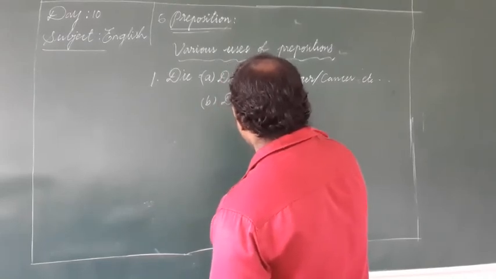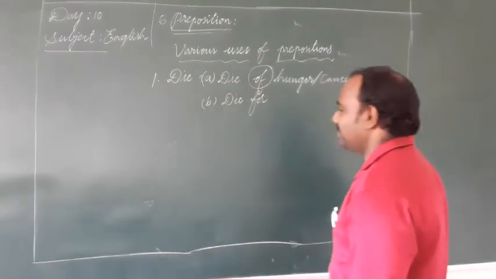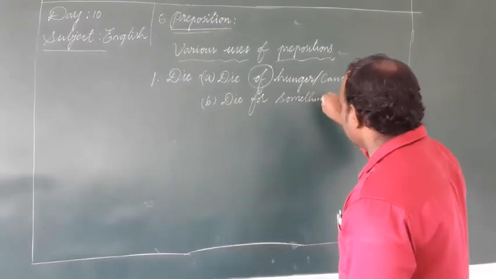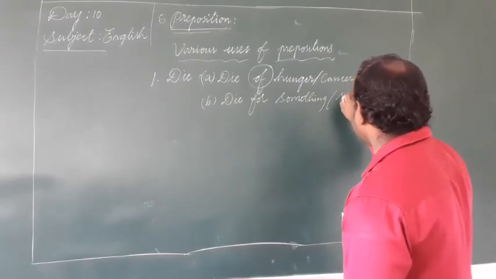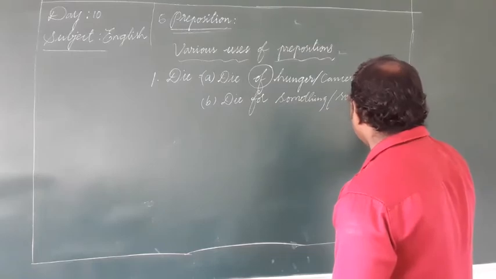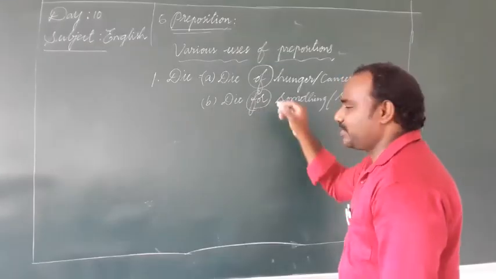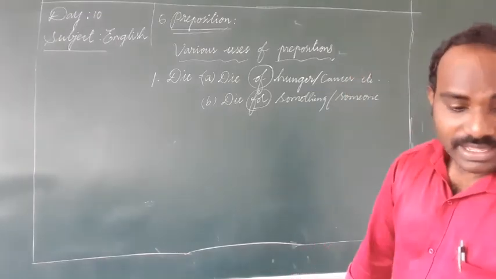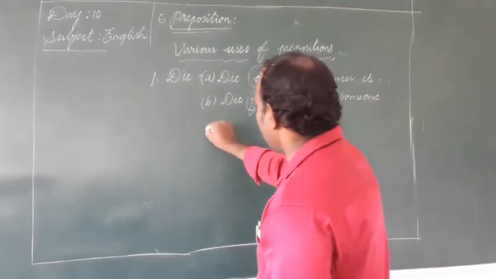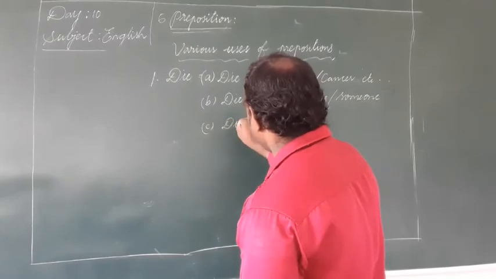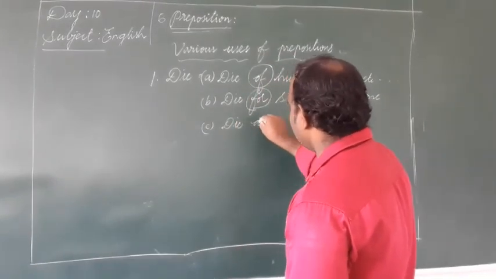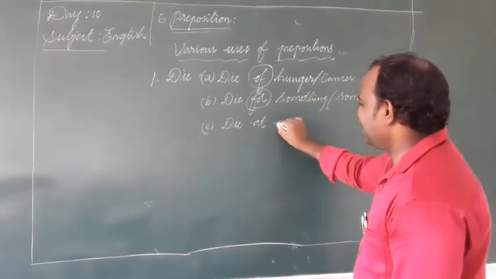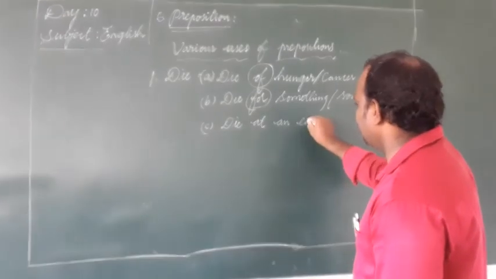Die for. See here, this is the preposition for, die for something or someone. And die at an early age.